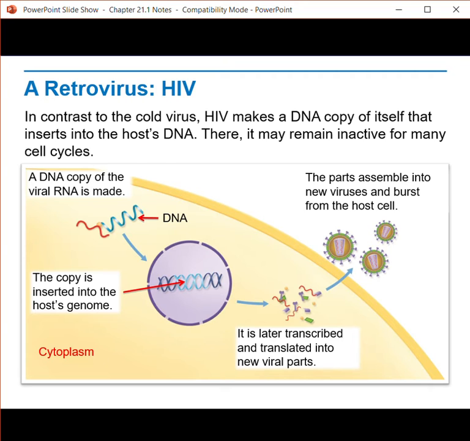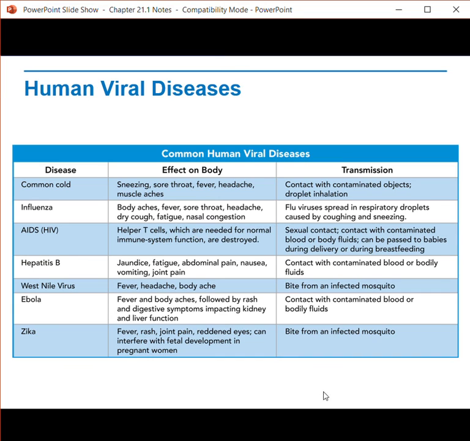All right, let's move on to human viral diseases. We have a few common human viral diseases. Let's kind of go through these. So, like bacteria, viruses produce disease by disrupting the body's normal homeostasis. This word homeostasis should sound familiar to you. It was one of your vocabulary words this semester.